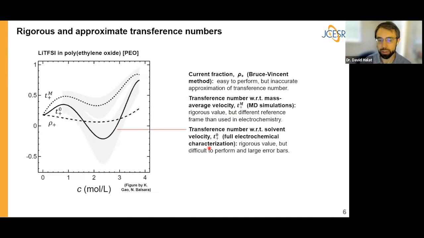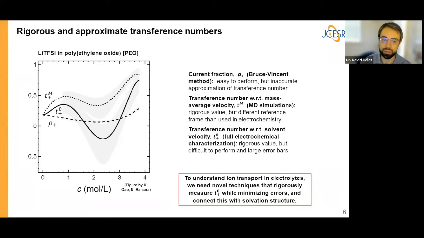And finally, T plus 0 is the transference number with respect to the solvent velocity. It's a fully rigorous variable. It has predictive value in understanding battery performance. But as shown here, there's frequently large error bars, shown in gray, in the reported values because many different electrochemical techniques are typically combined in order to obtain T plus 0. So what this emphasizes is that we really do need to develop new techniques that can get at this parameter more directly with smaller errors. And ultimately, we want to be able to tie that to the solvation structure of our electrolytes.